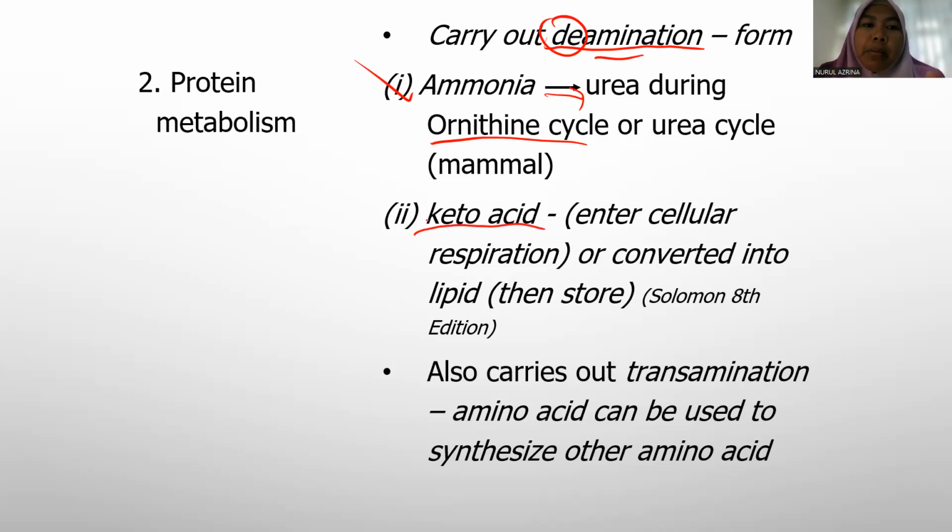All right, in the protein metabolism, as it carries out the process of deamination, it can form, instead of ammonia, keto acid. So keto acid will enter cellular respiration or be converted into lipid. This keto acid can enter cellular respiration in the form of alpha ketoglutarate.